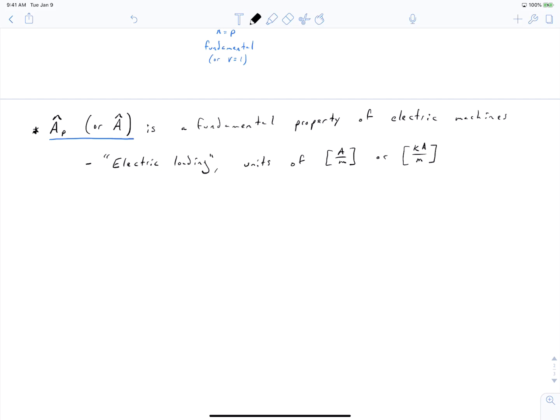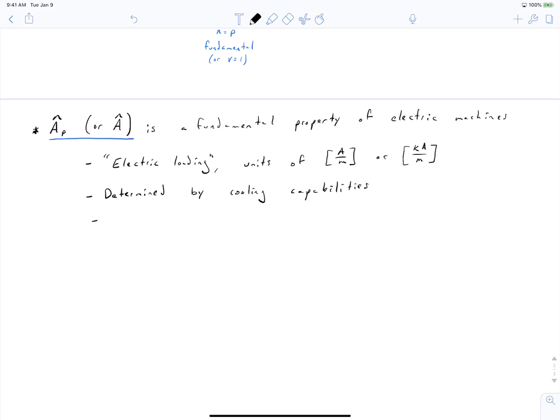It's similar in nature to what we introduced previously as winding functions being an inherent property of a winding. The electric loading is an inherent property of electric machines, and you find that you can achieve only a certain range of electric loadings as limited by your ability to draw heat out of the machine. So electric loading is directly tied to the thermal management of your machine, your cooling capability.